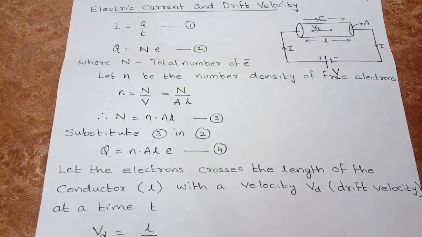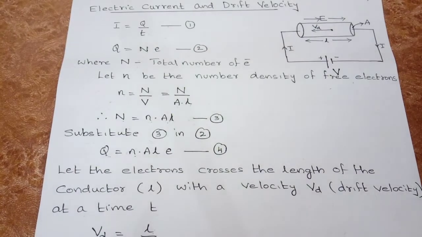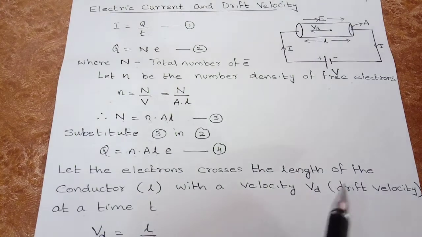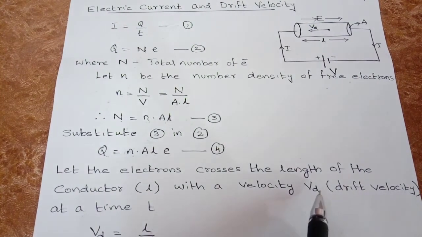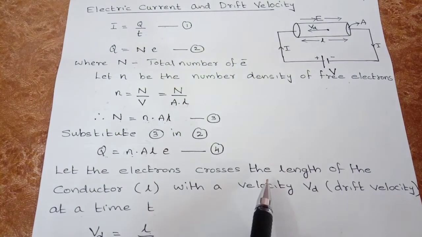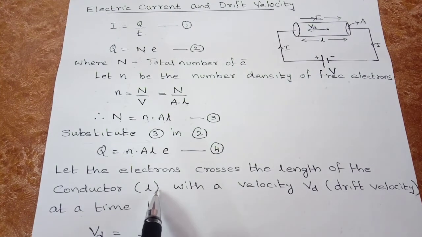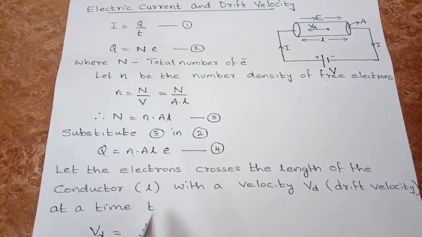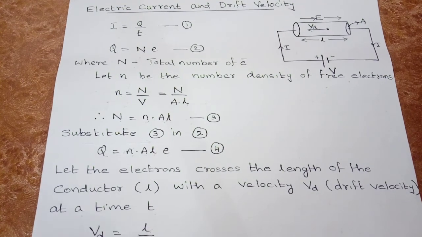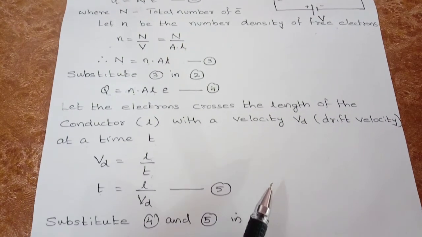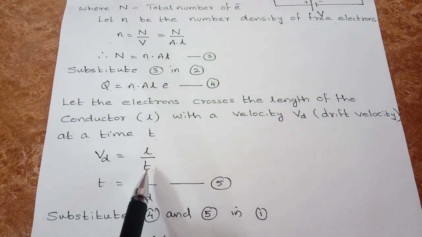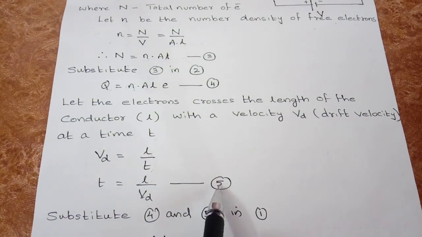Now let us assume that the electrons are moving with the drift velocity. Electrons are passing through the conductor with the drift velocity, and they are crossing the conductor of length L. Let us assume that t is the time taken to cross the conductor. Then the drift velocity can be written as length divided by time, the general equation for velocity. Since Vd is equal to L by t, I can write t is equal to L by Vd. Put as equation number 5.